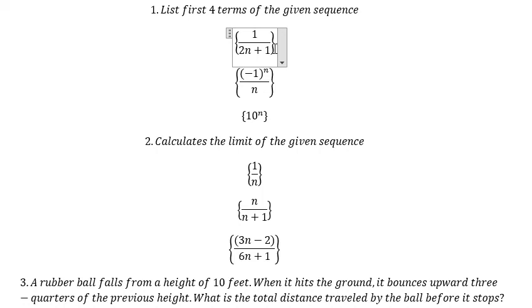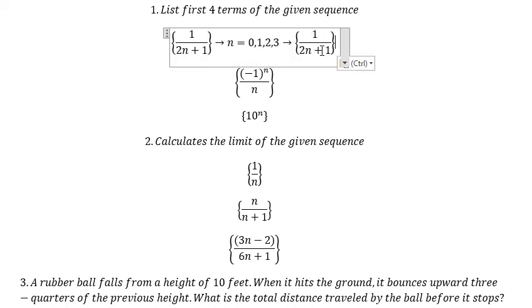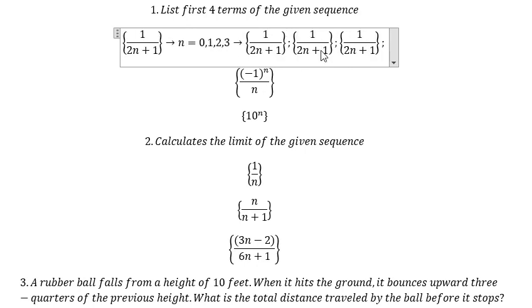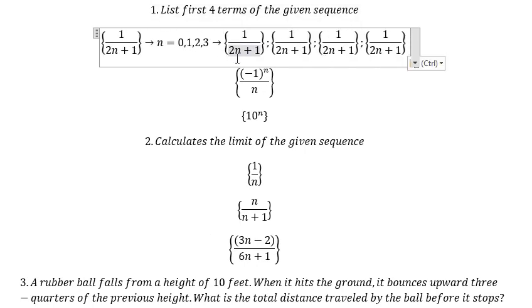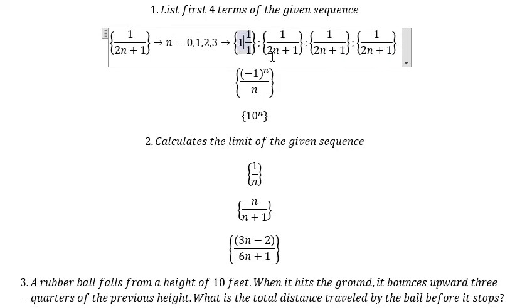In this situation, I will choose n equal to 0, 1, 2, 3. Then we put 0 going here, 1 going here, 2 going here, and 3 going here, and we get the final answer. So we put 0 in here. You get 1 divided by 1, and you get 1.